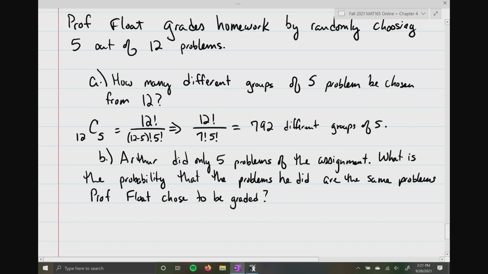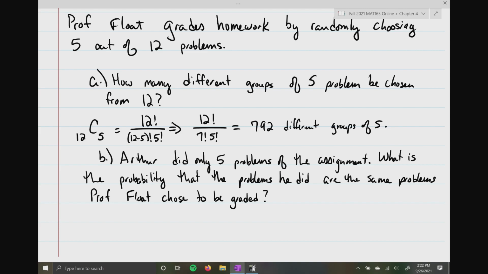All right. Now, part B, Arthur. It's my dog. That's our puppy's name. So Arthur did only 5 problems of the assignment. So Arthur's a bad student. Probably woke up the day that the assignment was due and said, you know what? I'm just going to do 5 problems. That's all I have time for. So Arthur did only 5 problems of the assignment.